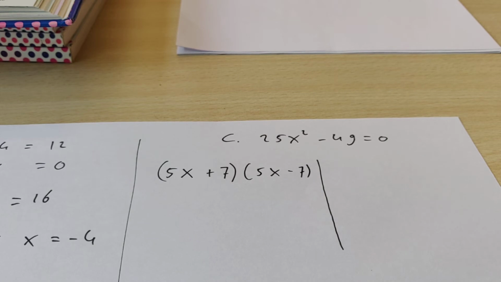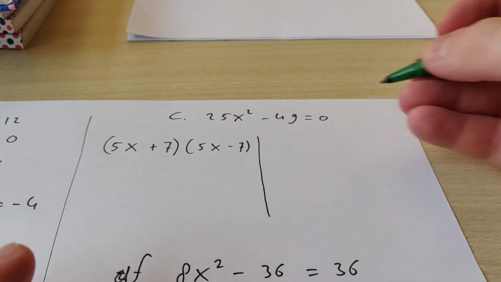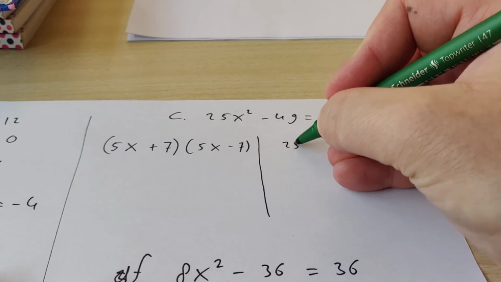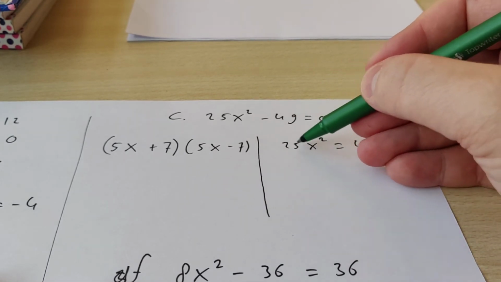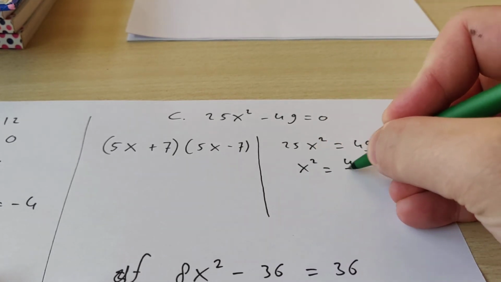Now, I actually don't like this. You can work it out further. I'll show you how that works in a moment. But I'm going to show you how I would solve this, because I think that's a lot easier. I would move the 49 to the other side. So you have 25x squared equals 49. And then you divide this by 25. But don't calculate what it is. Just write it down as a fraction.